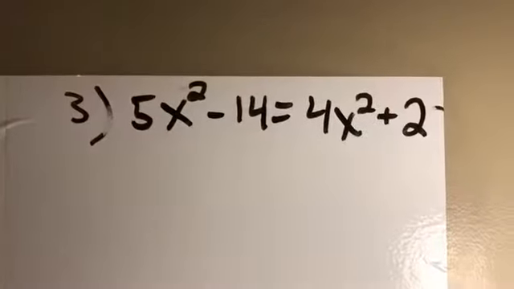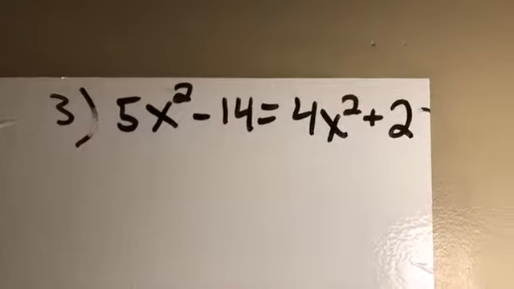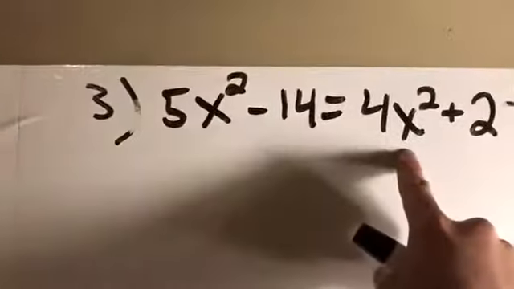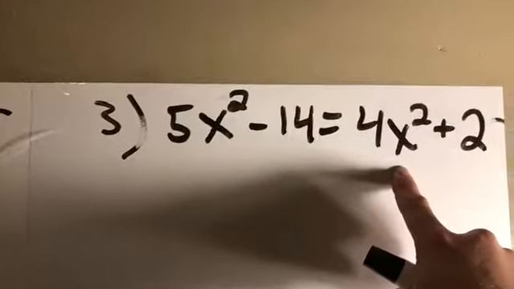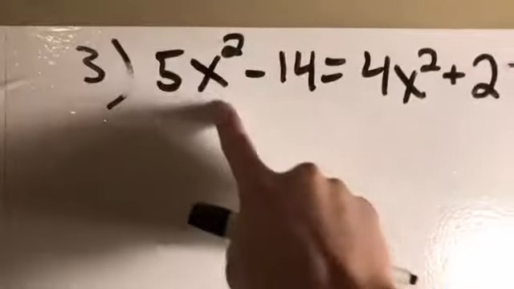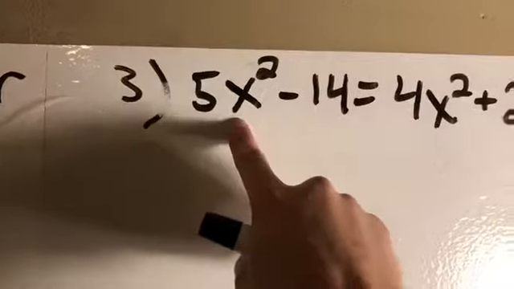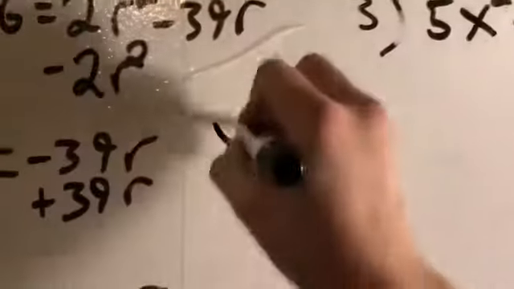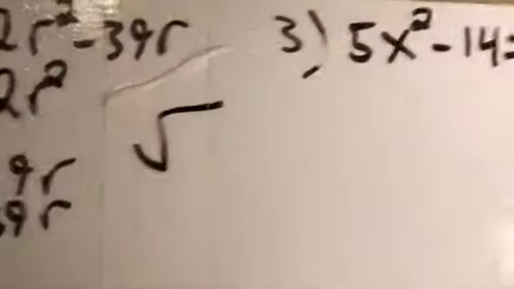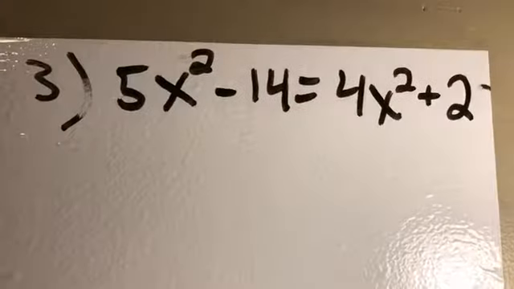So with number 3, this one's different from number 1 and 2. I only see x squared. I don't see a regular variable. There's no regular x. So if I only see x squared, that means I can solve this like part 2 using square roots. So this is the only one where I don't need both sides equal to 0.